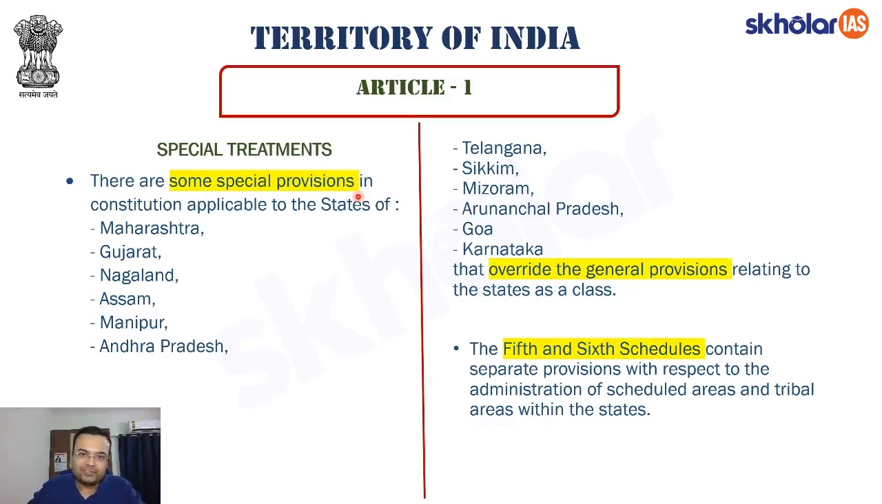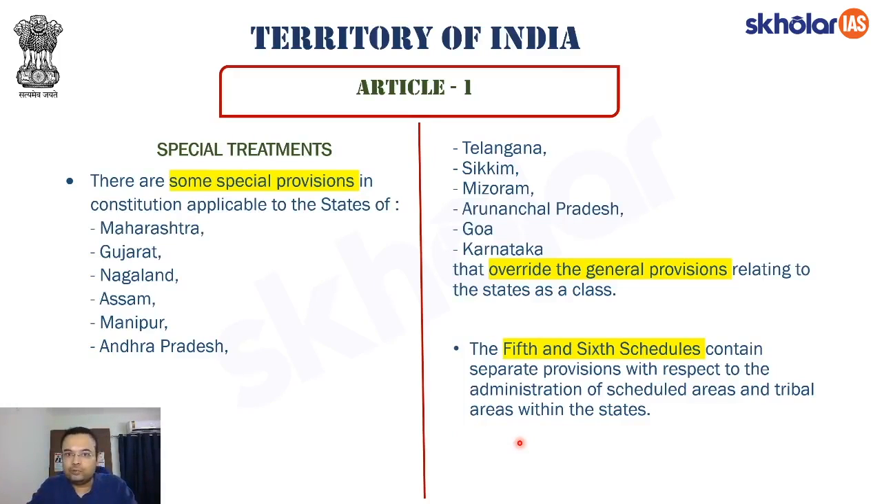Then we talk about the 5th and 6th schedules. They contain separate provisions with respect to administration of scheduled areas and tribal areas within the states. What exactly are these schedules talking about? Essentially, when we talk about India, it cannot be divided only by way of states and UTs.